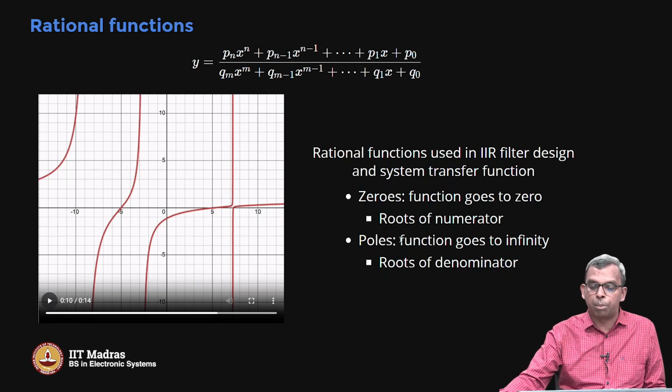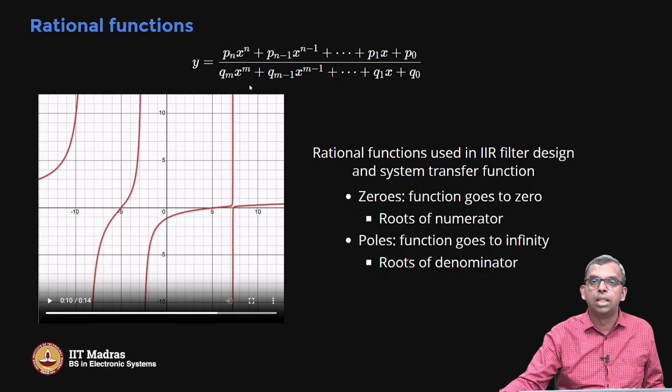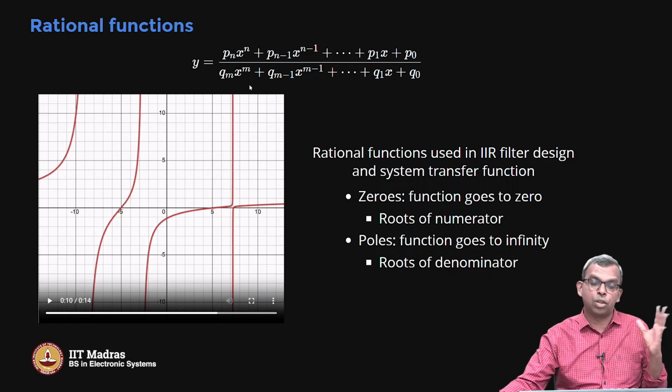These are called zeros and poles. Zeros are roots of the numerator. At the roots of the numerator, the function itself goes to 0. Poles are the roots of the denominator. When you have a root of the denominator, at that point this entire function will blow up to infinity. On one side of it, it will go to plus infinity, on the other side, minus infinity. It depends on how the signs work out when that value is substituted in the rest of the function.